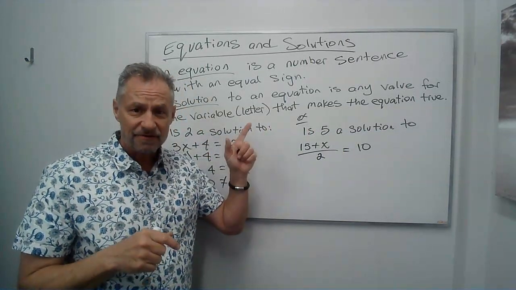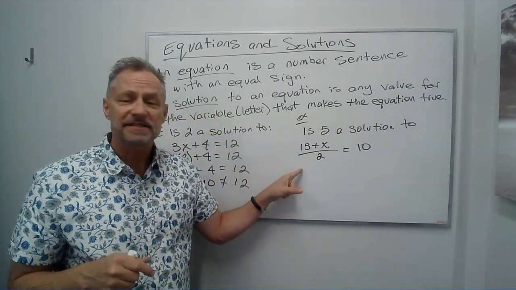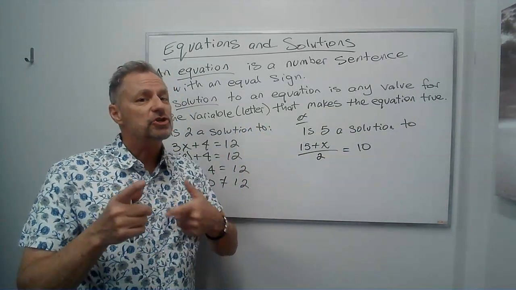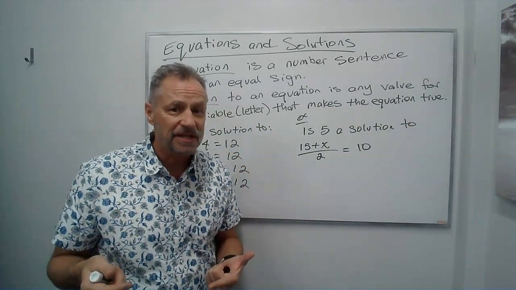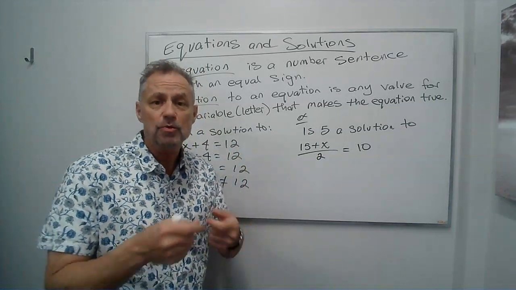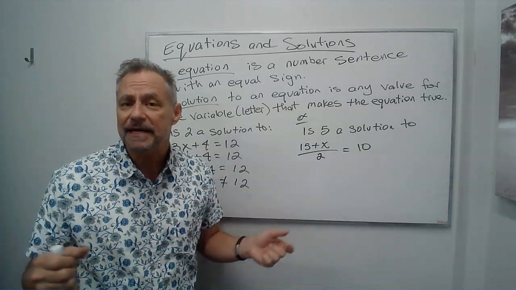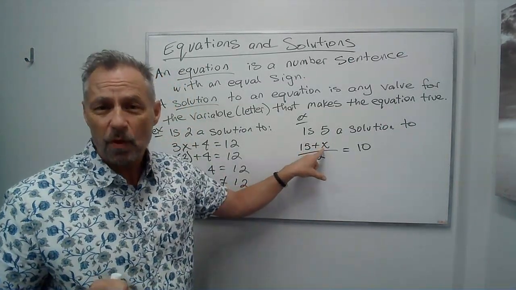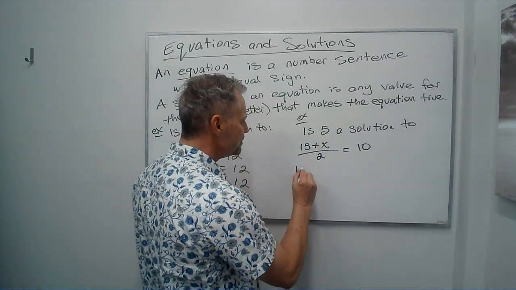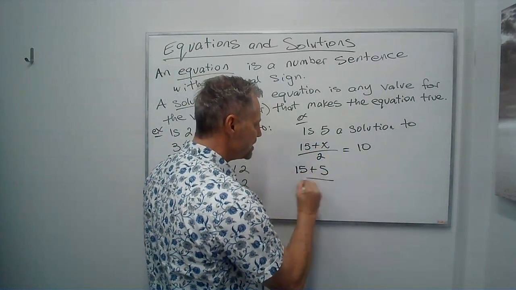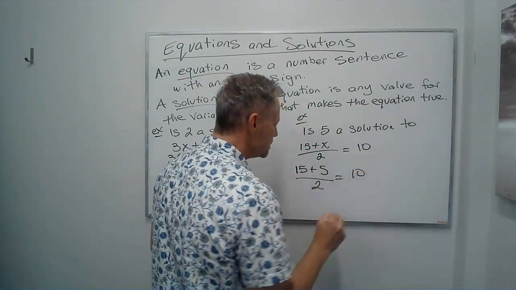Is 5 a solution to 15 plus x over 2 equals 10? Now notice you may have x in more than one place in the equation, and that's okay. You would plug in the value for each of those variables, whether it's x or a or any other letter. But we only have one x here. We're just going to plug it in here. So we get 15 plus 5, divided by 2, equals 10.